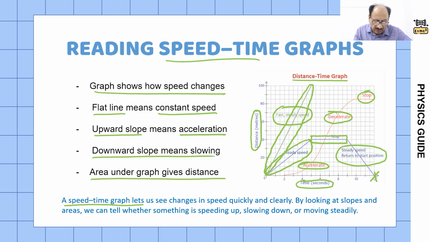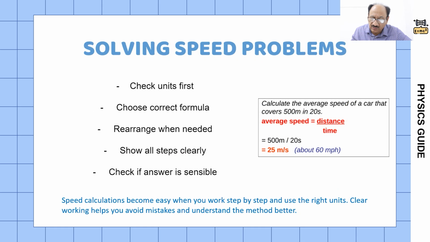A speed time graph lets us see changes in speed quickly and clearly. By looking at slopes and areas, we can tell whether something is speeding up, slowing down, or moving steadily. So, from the graphs, we can understand better the different situations of a moving object.